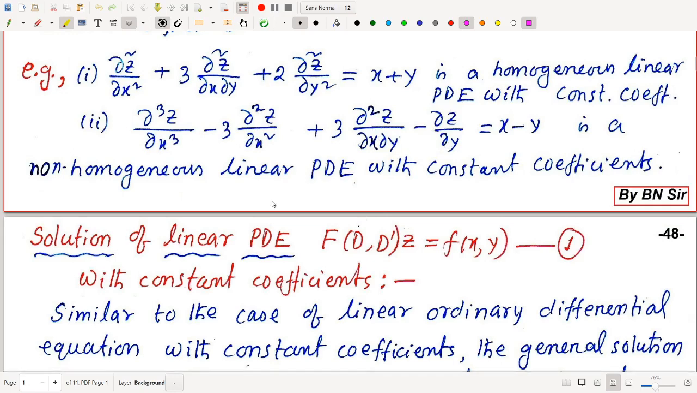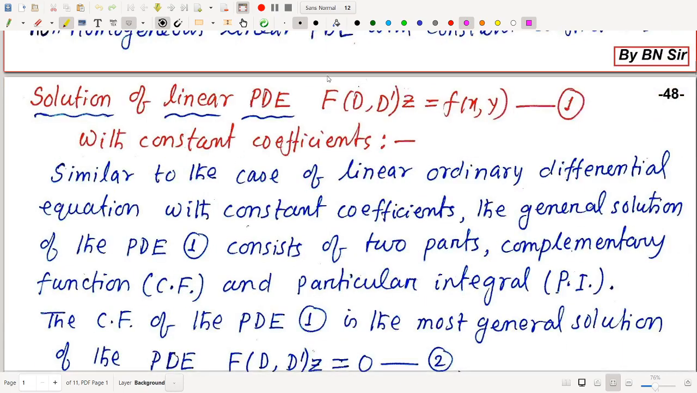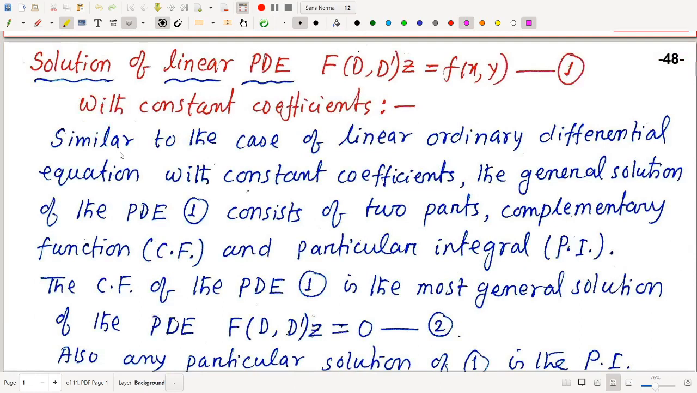So different terms are of different orders. That's why it is not homogeneous. It is non-homogeneous. Now, solution of linear PDE f of D comma D dash equal to f(x,y), general form, with constant coefficients, of course. Similar to the case of linear ordinary differential equation we have done in first semester with constant coefficients, the general solution to the PDE 1 consists of two parts, complementary function CF and particular integral PI.